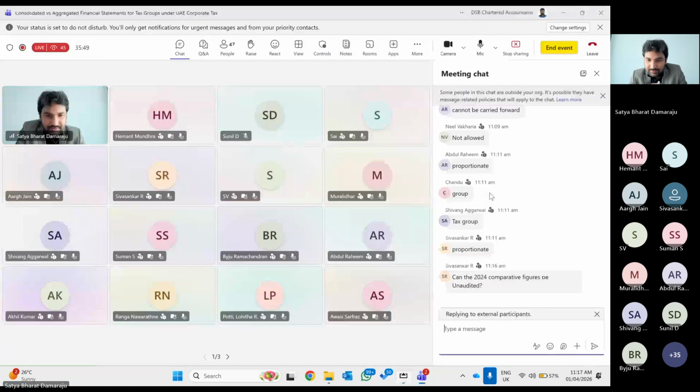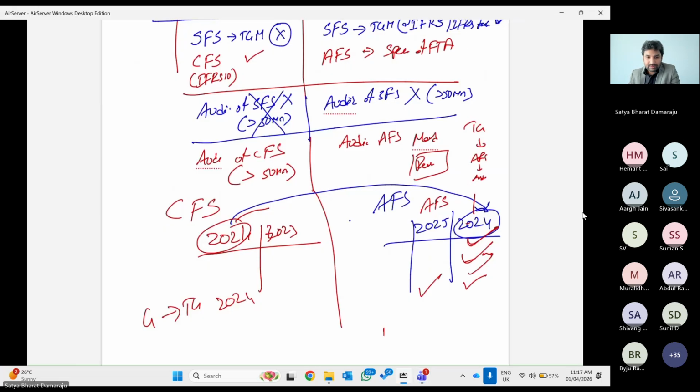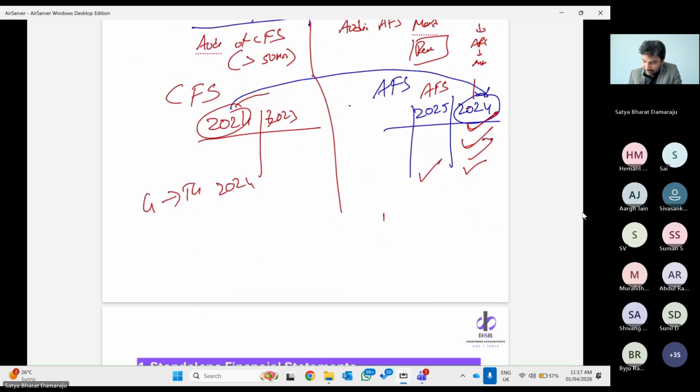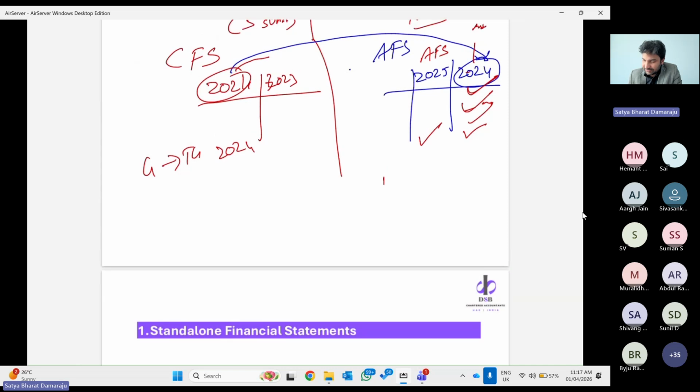Any questions so far? Can the 2024 comparative figures be unaudited? Unaudited in the sense that they will most likely be mentioned as unaudited, unless we pay for both the years. If it is unaudited, again, it will become a qualification also. Preferably get it audited, to avoid any kind of qualification.